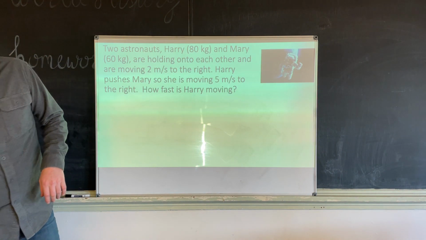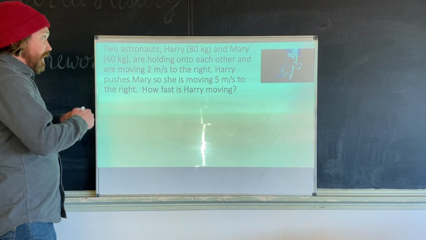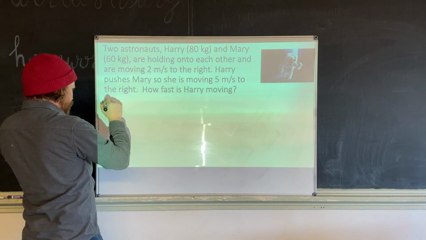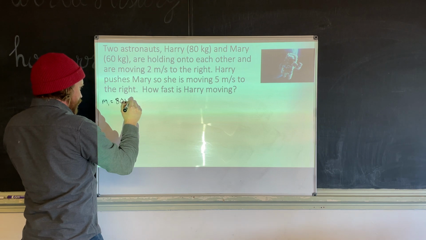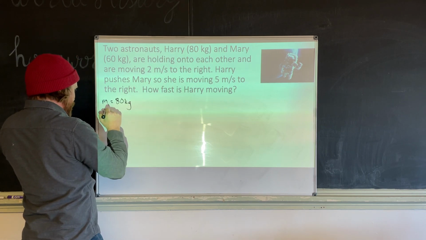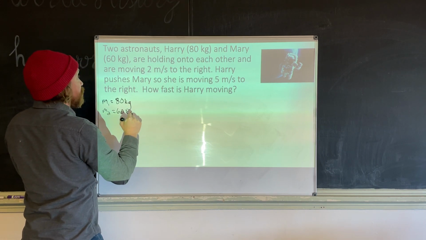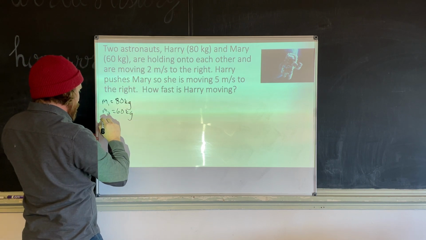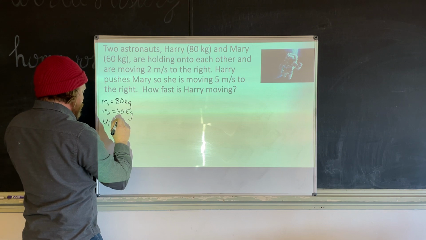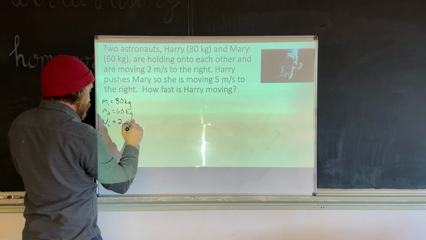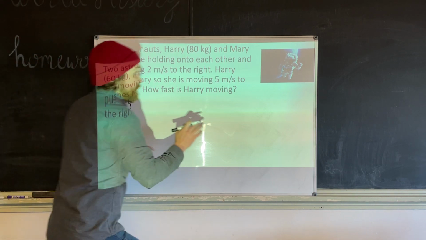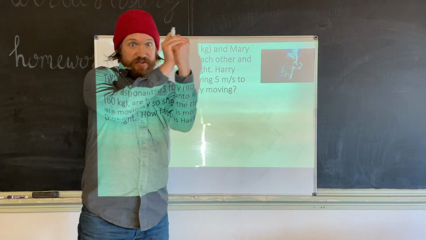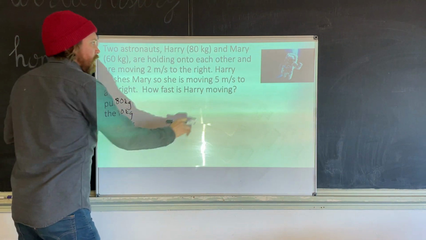All right. We got 2 astronauts, Mary and Harry. We're going to say Harry's number 1. It's alphabetical. M1 is equal to 80 kilograms. Mary is 2. She weighs 60 kilograms. They're holding on to each other and moving 2 meters per second to the right. That means they have an initial velocity, and that is going to be 2 meters per second. It's positive because both of them together are going to the right. They're stuck together. They're moving this way at 2 meters per second.